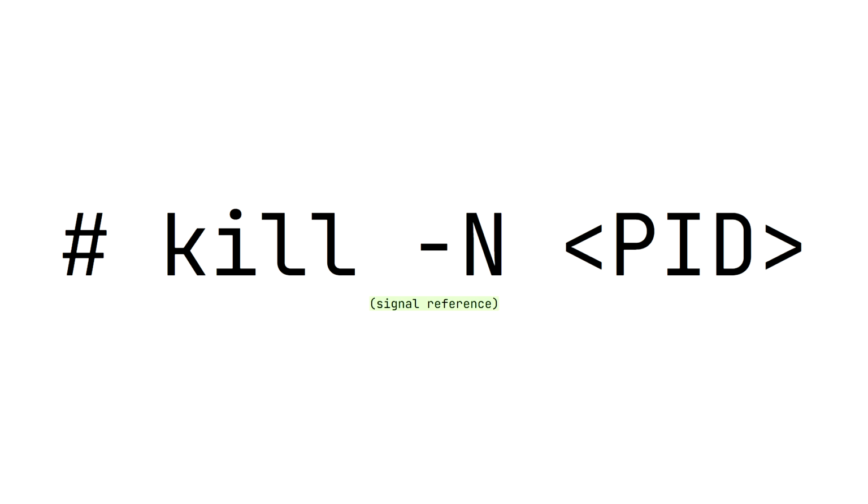If you want to send a different or more graceful signal, you could send something like SIGINT to emulate Control C behavior. It would be just like if you ran Control C in the command line. And you could use kill -2.